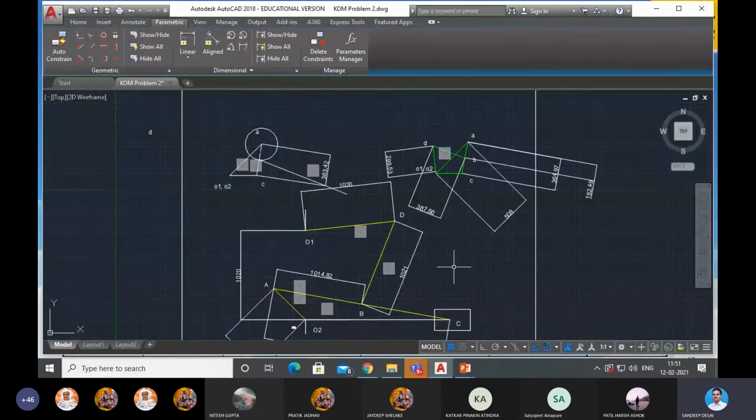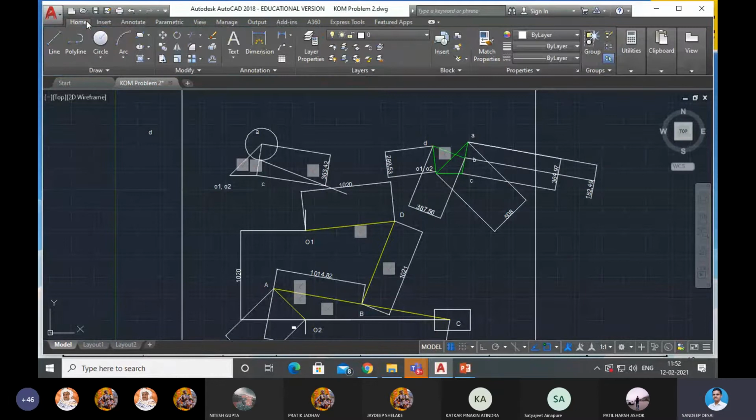Is it done? Yes, sir. This line is perpendicular to this line. Now let us extend it there. Let us draw a circle from here, with B as center. Okay, with B as center.